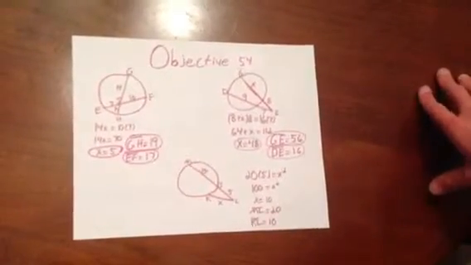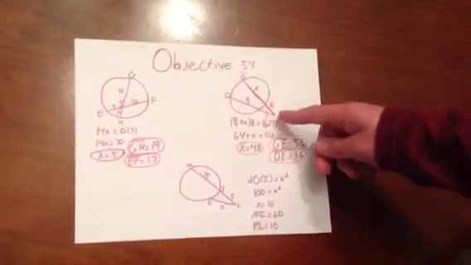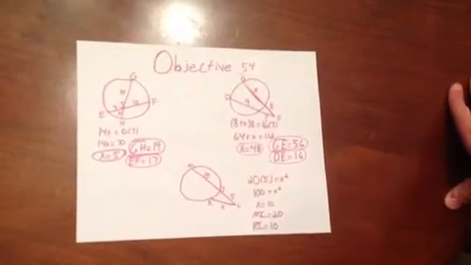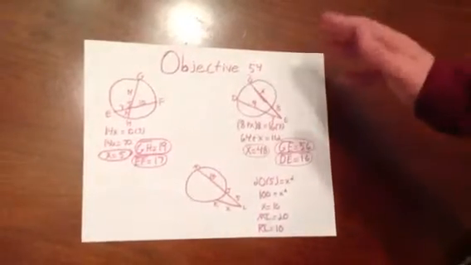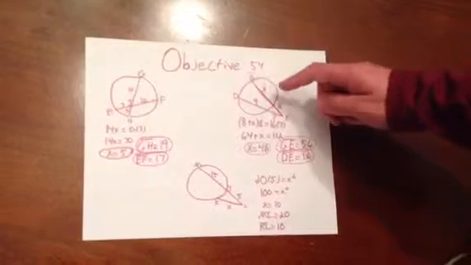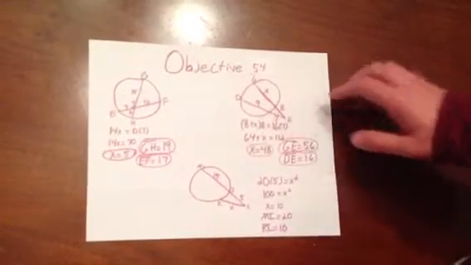Now this one's a little bit different because the line extends out of the circle. Now don't freak out because I'm here. We're going to do this, okay? We have x and 8 and 9 and 7, okay?